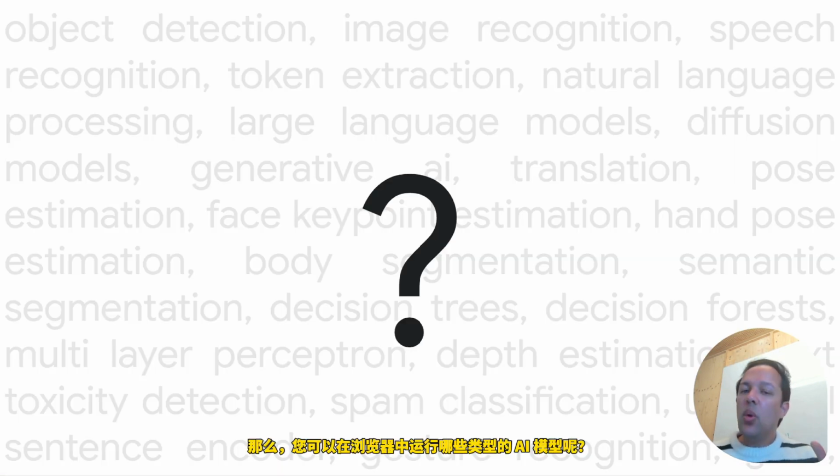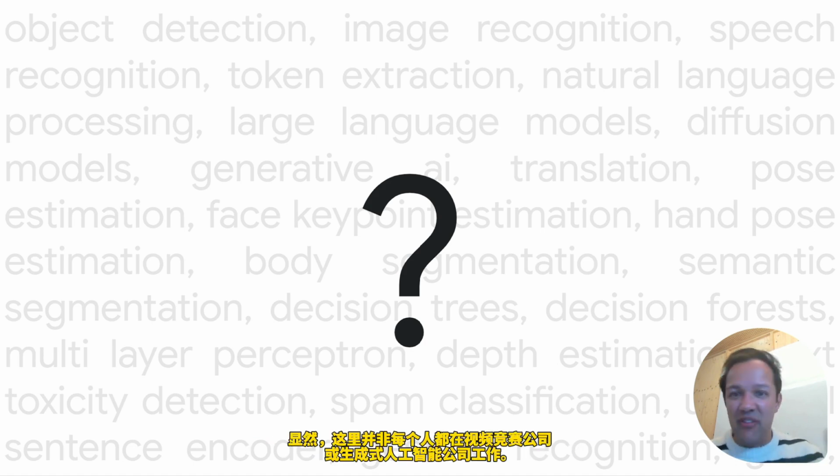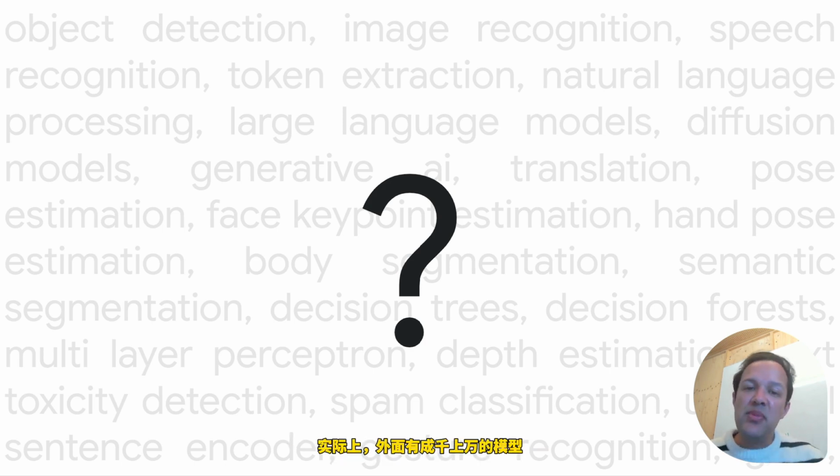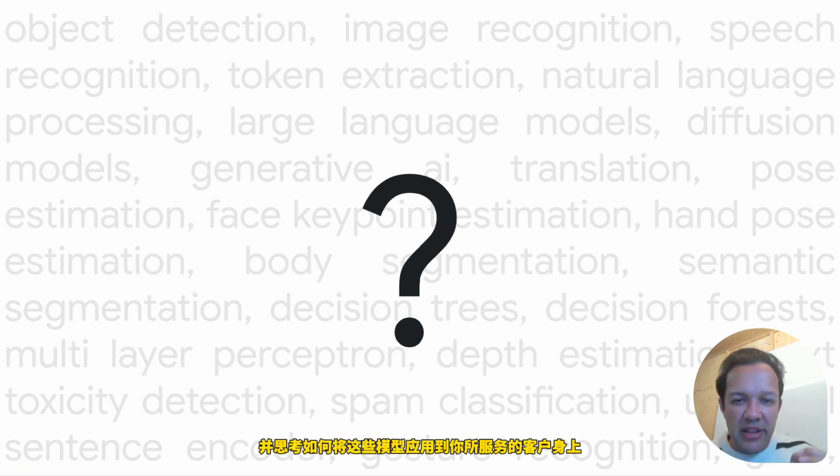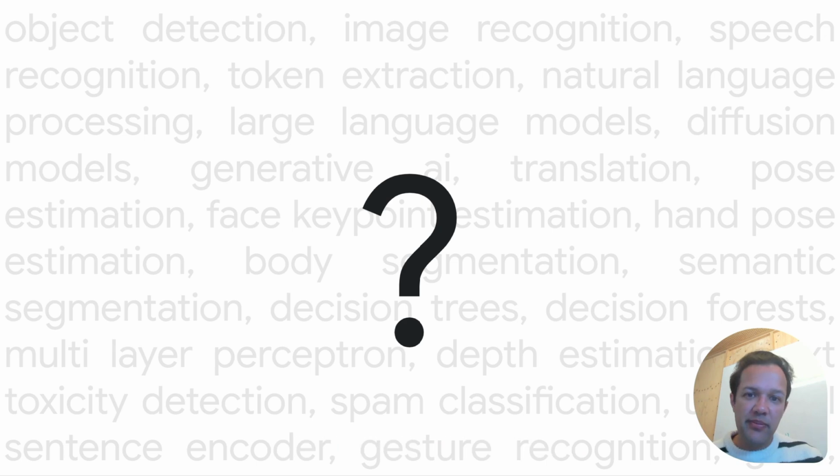So, what types of AI models can you run in the browser? Clearly not everyone here is working at video conferencing companies and Gen AI companies. Well, there are thousands of models out there, many of which can be used in just a few lines of JavaScript, and new models are coming out every single month. Now, I can't cover all of them in this short talk, but let's go through a few popular ones and think about how you can apply any of these to the customers that you work with.